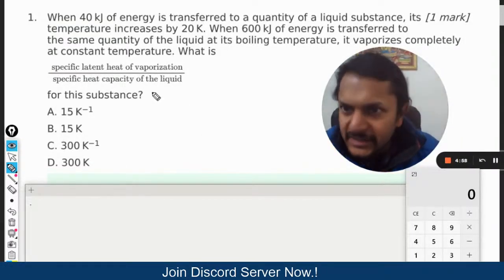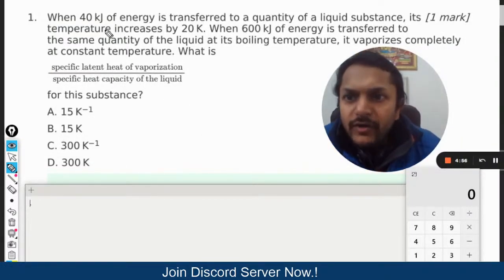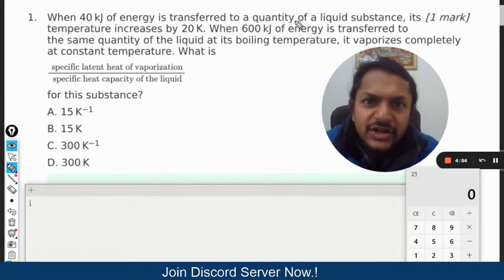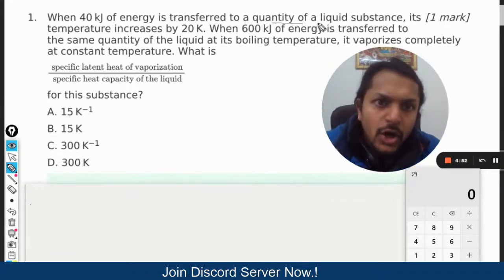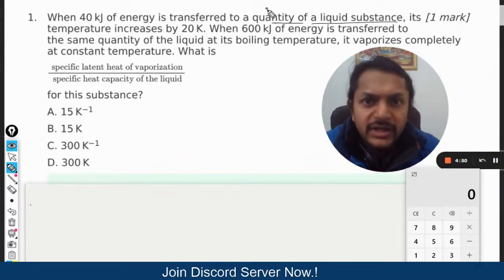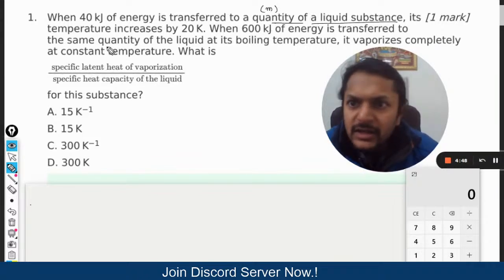Okay, dear students, let us see what is there in this question now. When 40 kilojoule of energy is transferred to a quantity of liquid substance, so the quantity is not given, its temperature increases by 20 Kelvin.